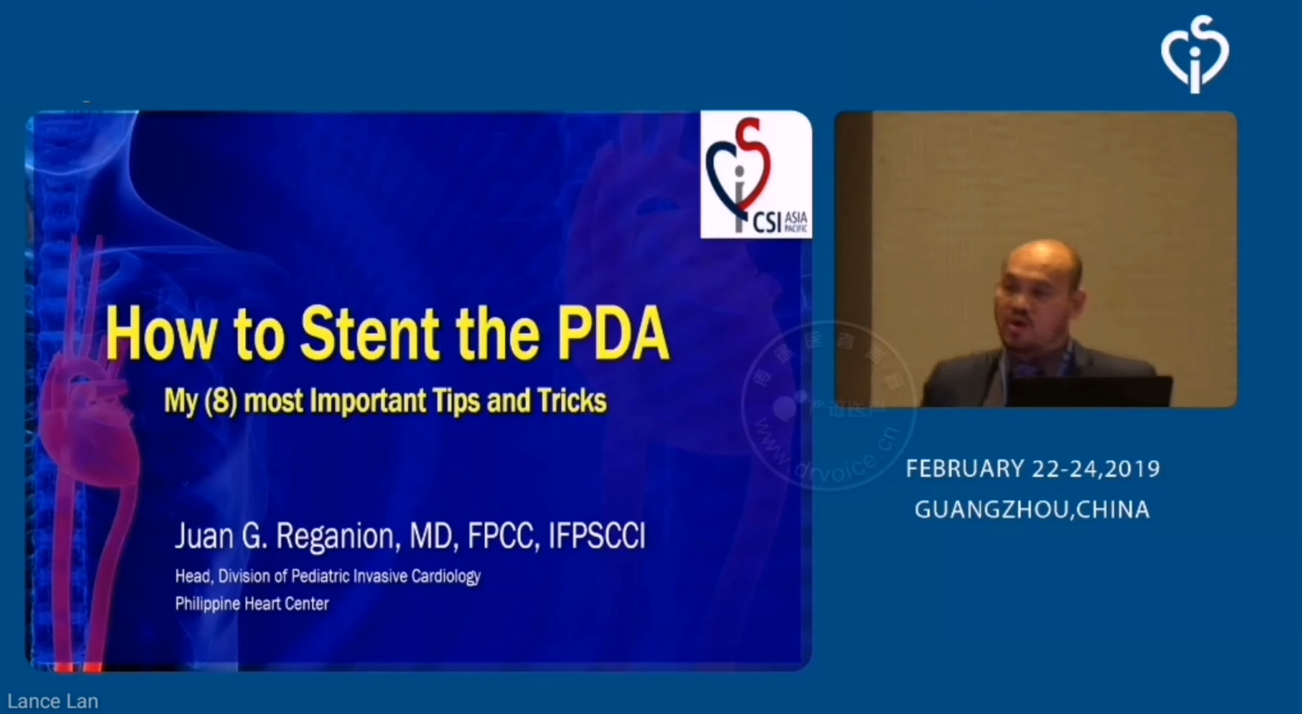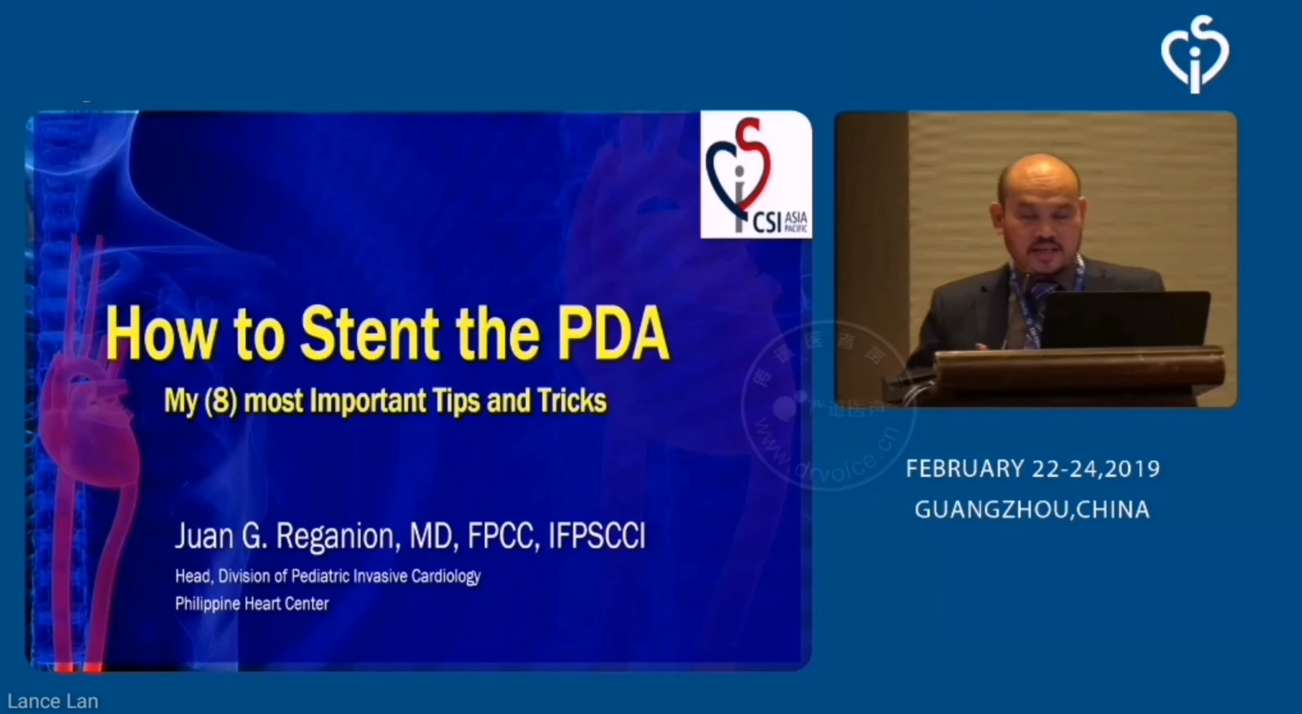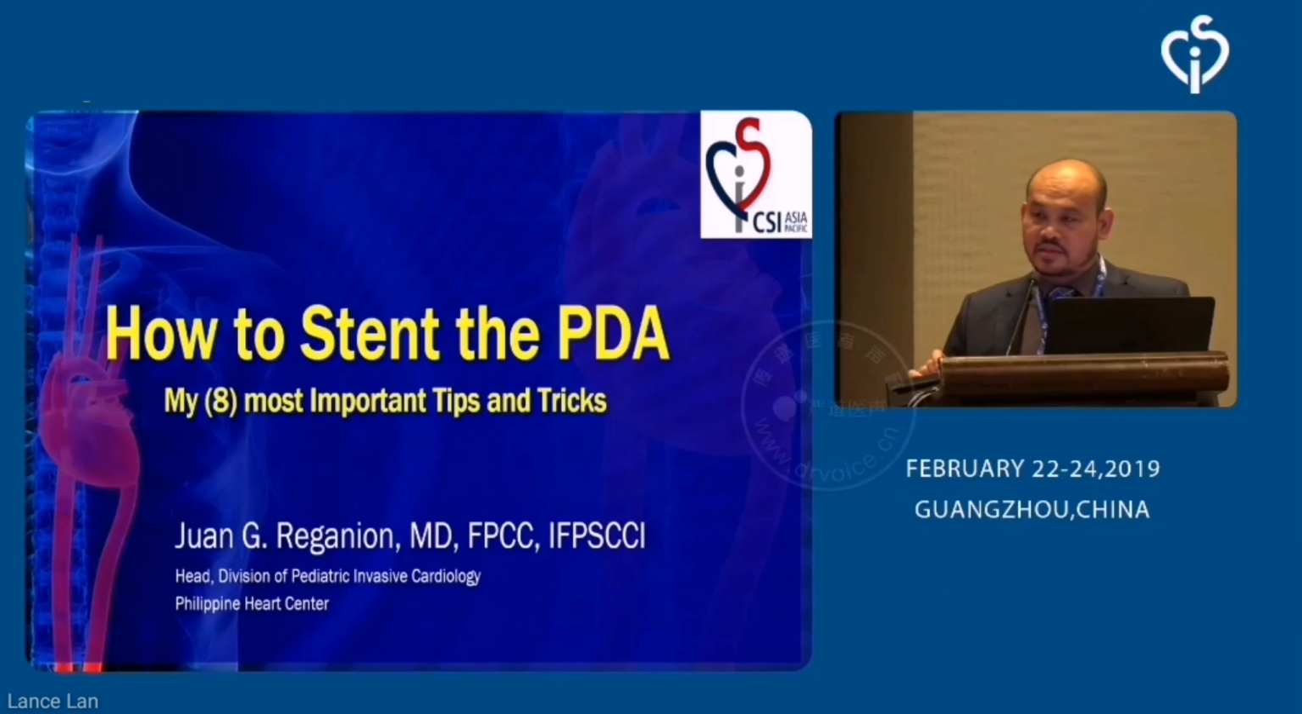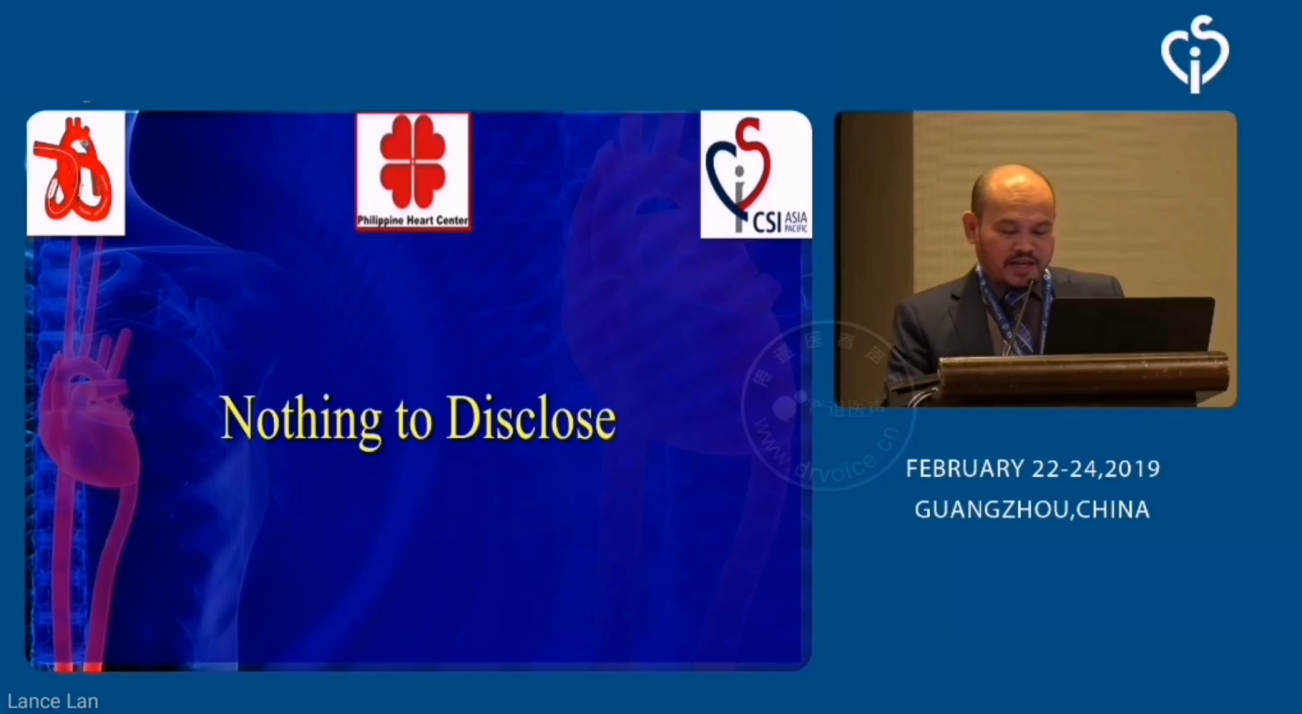So I am tasked to talk on the procedure that I presume we all know, but I would concentrate on the tips and tricks, the strategies on doing PDA, pre and intra-procedural. I intentionally closed the figure 8 because I found out that there are so many ways to skin a cath, so many ways to do stenting of the PDA inside the cath lab. I have nothing to disclose.